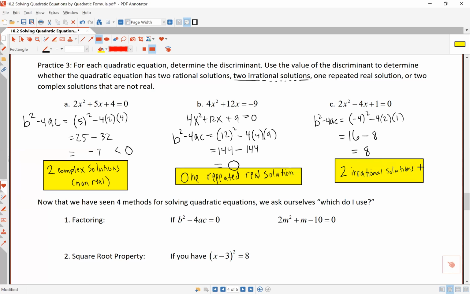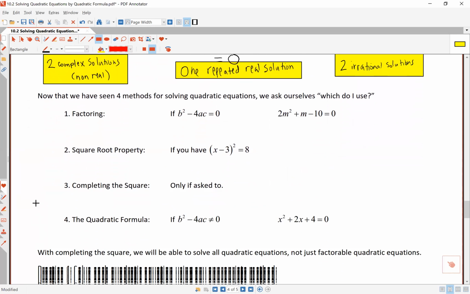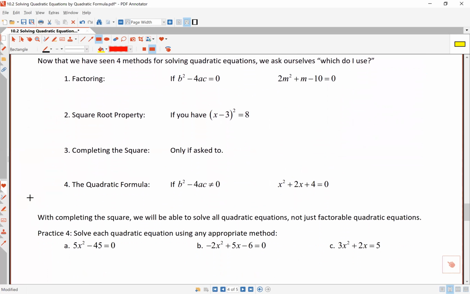So we see it's the discriminant that determines the nature of the solutions. And now what we talk about is we've seen 4 methods for solving quadratic equations. We can factor them if they're special, meaning if they're factorable. We can use the square root property. We can complete the square, or we can use the quadratic formula. But which ones do you use? Which one do you use when?